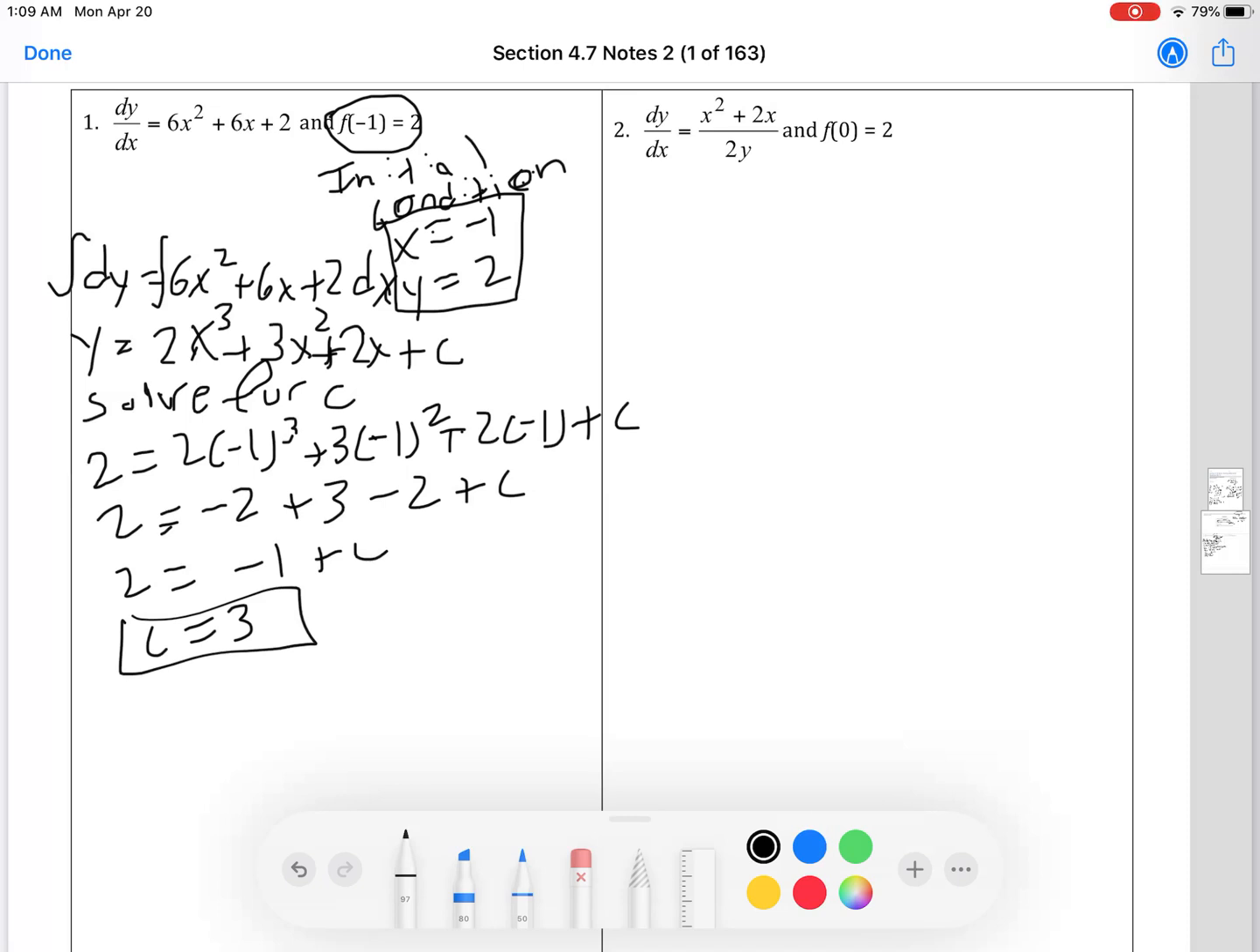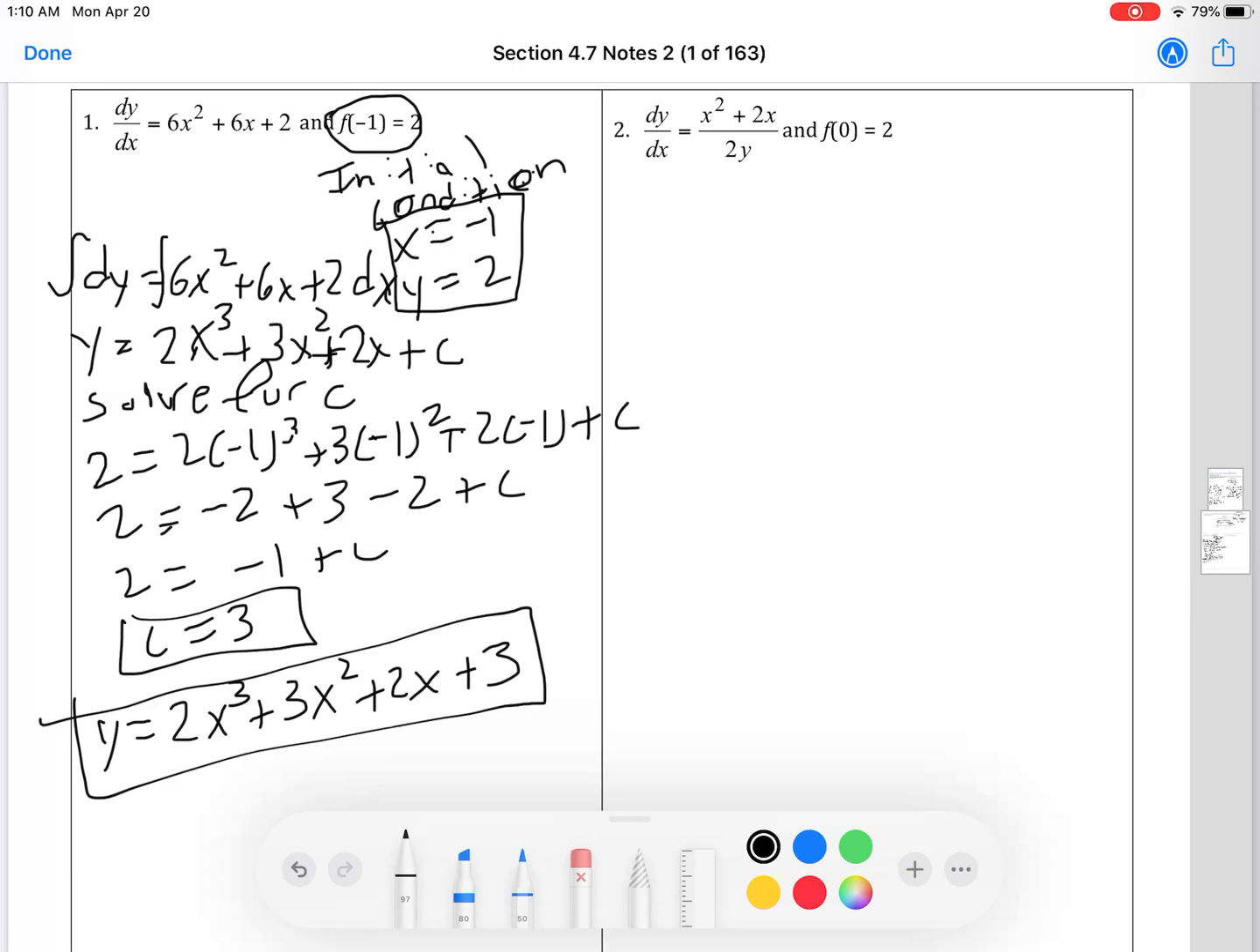So now that I know that c is equal to 3, I would just write the equation that I solved as 2x cubed plus 3x squared plus 2x plus 3. And we are 100% done at this point. So we not only came up with a plus c form equation, but now we are able to pinpoint what that exact c is so that it goes through that point negative 1, 2.